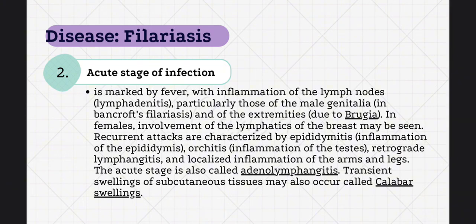This stage includes fever, pain and swelling in the lymph nodes, and in men, the genital area may swell and hurt. In women, the breast may be affected. Also, arms and legs may become painful and swollen. And also Calabar swelling, or soft, temporary swelling under the skin. This stage is also called adenolymphangitis, which means inflamed lymph nodes and vessels.